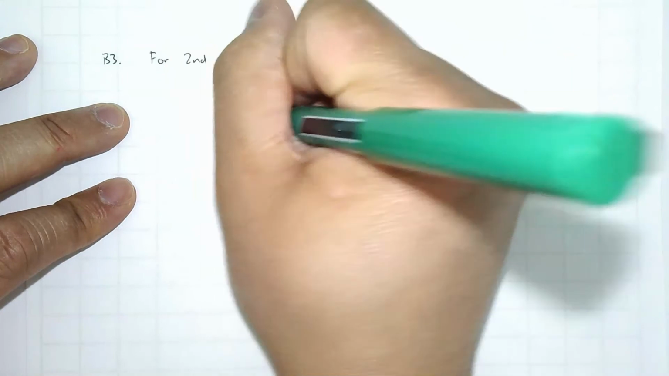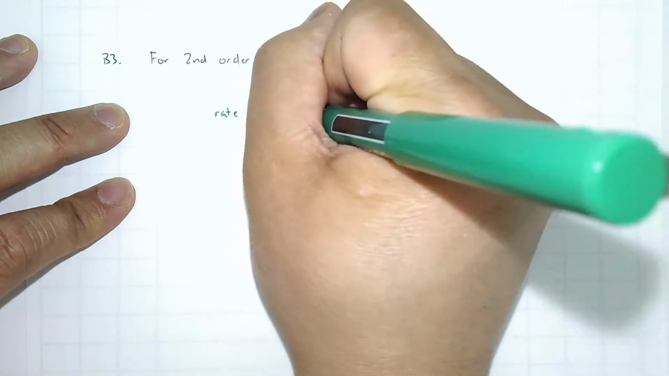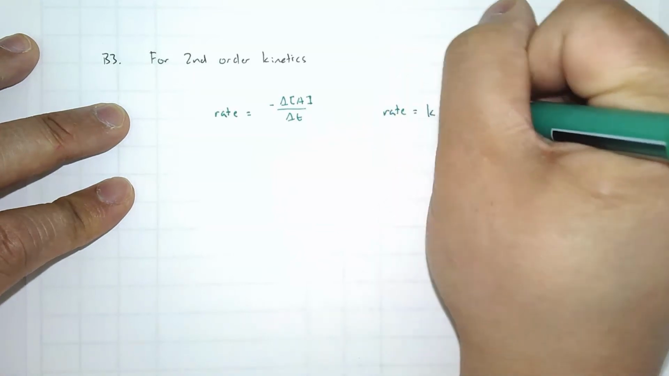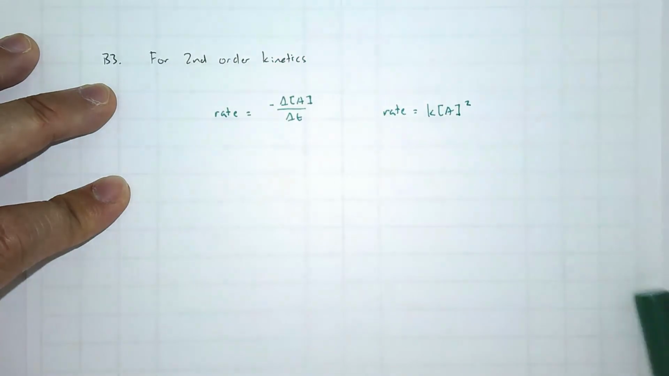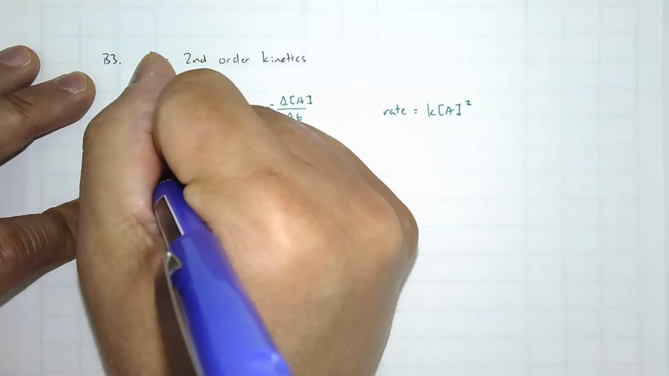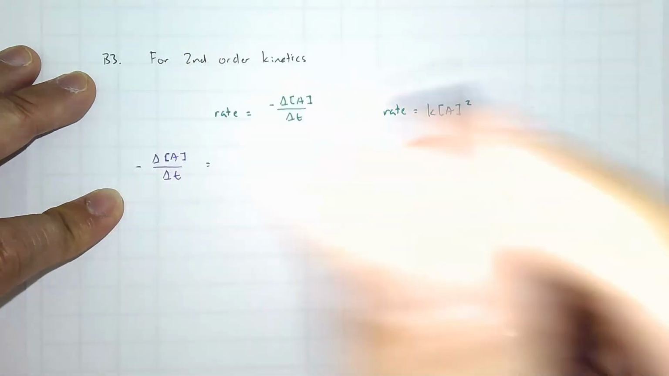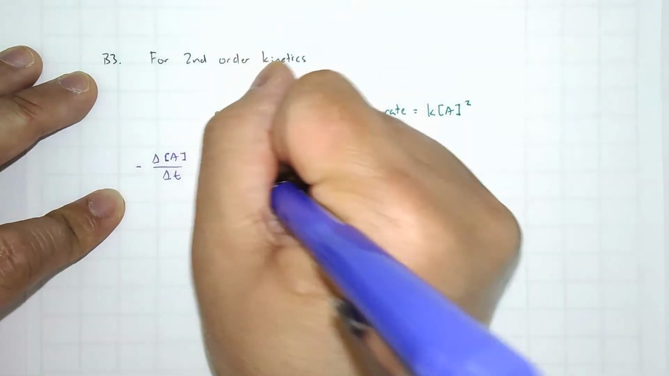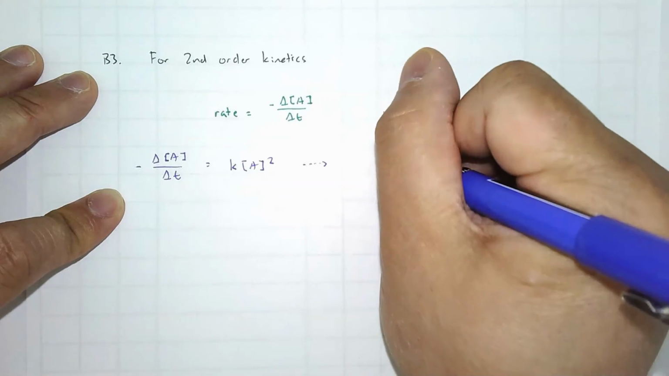Same exercise, people. Rate equals negative delta concentration of A over some interval of time. That's the rate expression. The rate law is the concentration of A squared times k. Combine those, or set them equal to each other, and again, I'll do this in purple. Negative delta concentration of A over delta t equals k times the concentration of A squared. Take the integral.